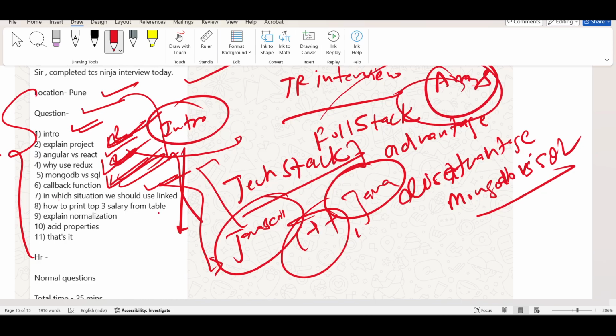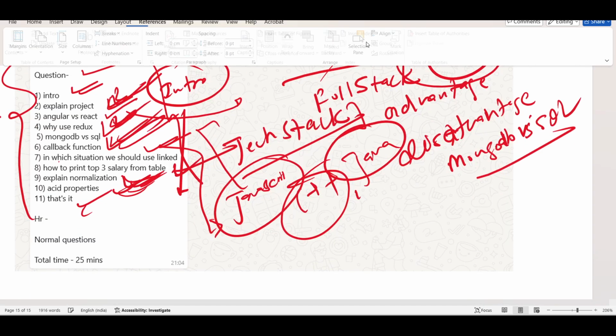Then how to print top three salaries from a table? Matlab, after doing the sorting, how can we print the top three salaries from the table? Then explain normalization. This is also a concept of DBMS only. Then ACID properties. This is also a concept of DBMS. That's it. Then HR questions, normal questions.